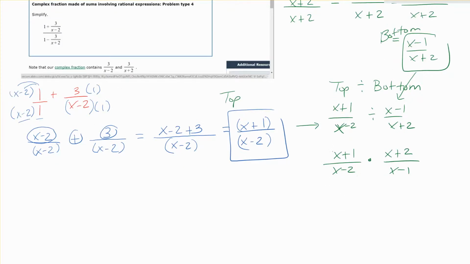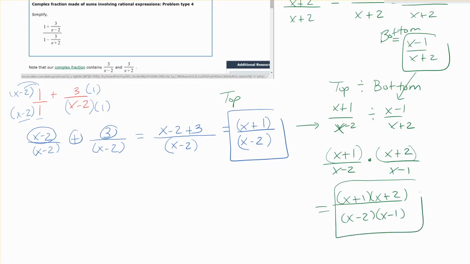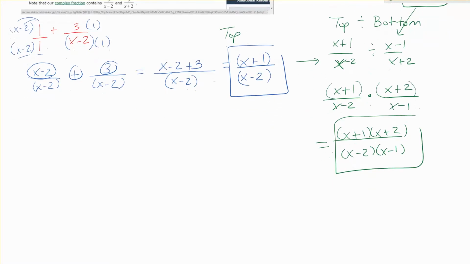Multiply straight across, and these groups don't cancel, so I have x plus 1 times x plus 2 over x minus 2 on the bottom times x minus 1. So this would be my complex fraction that I have. Now, since nothing canceled, you can double distribute and FOIL this out.